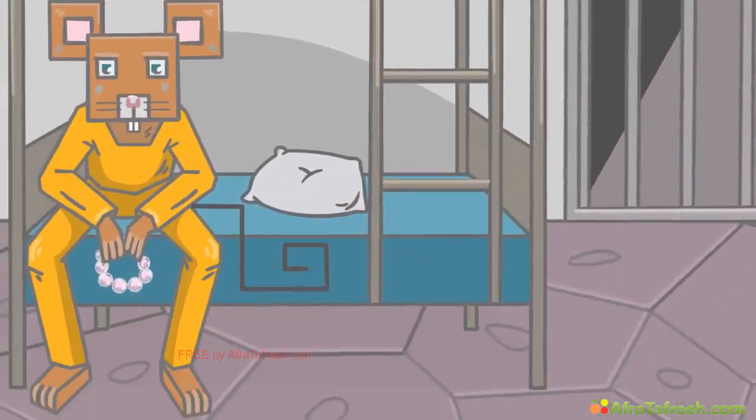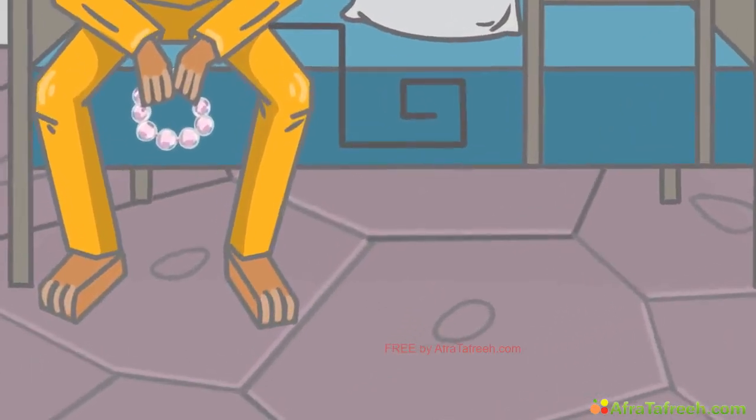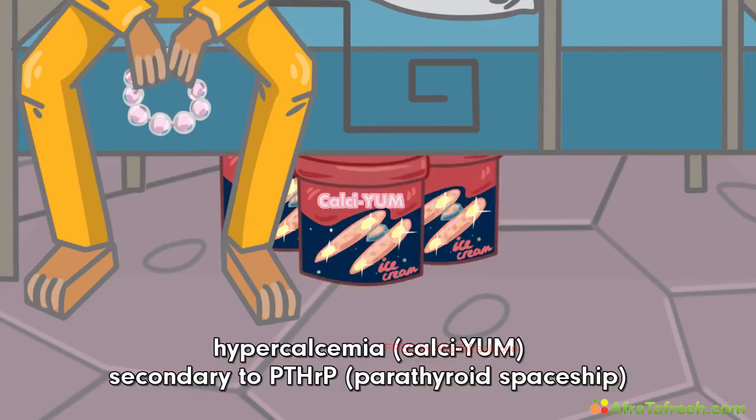Now take a look under the bed to find our last couple of facts. It looks like the prisoner is hiding some stuff from the guards. First, he has hidden a bunch of ice cream cartons. These are our Calci Yum ice cream cartons, which should help you remember that hypercalcemia can be associated with squamous cell carcinoma. If you look closely at the carton, you'll see that these are special edition.